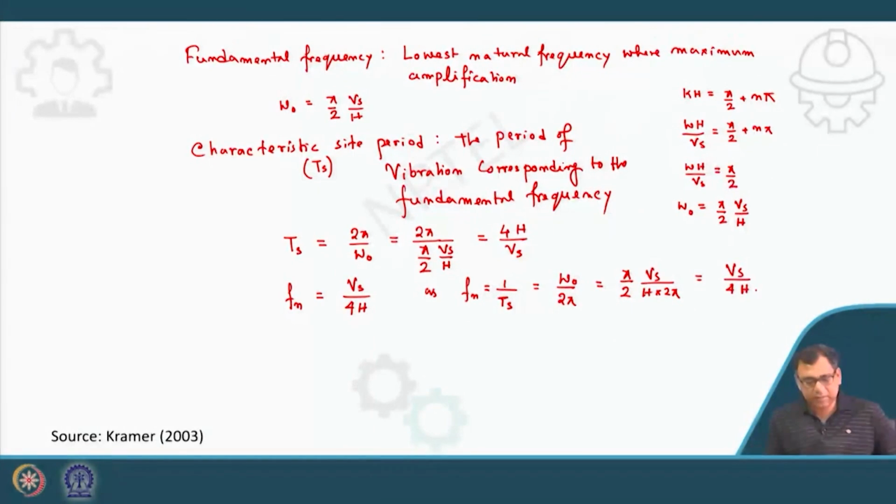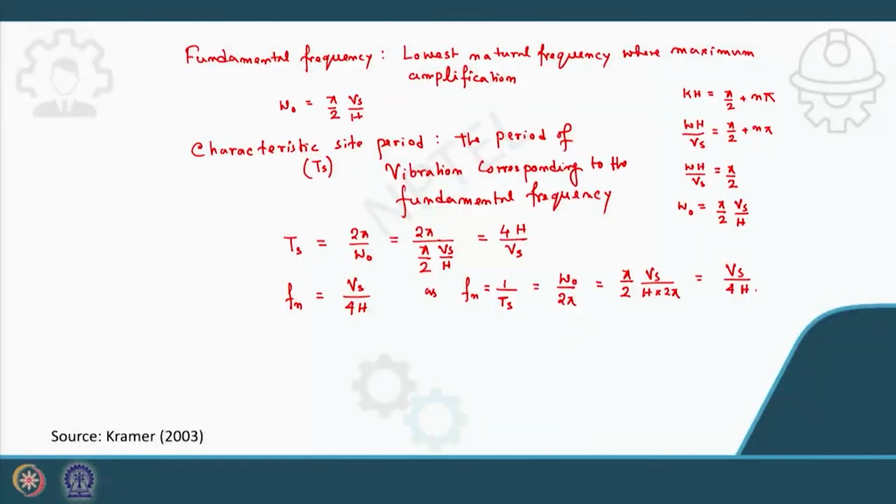So here you will get the angular frequency omega 0 equal to pi by 2 Vs by h, the fundamental frequency Fn will be Vs by 4h, and the characteristic site period Ts will be 4h by Vs. Here Vs is the velocity of the shear wave and h is the thickness of this layer. Okay, so now in this class I have discussed the linear approach only.